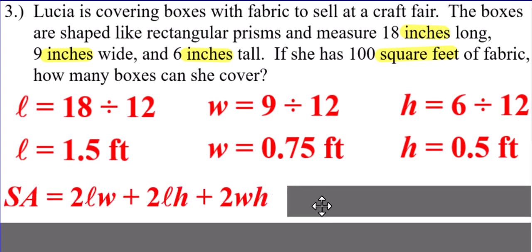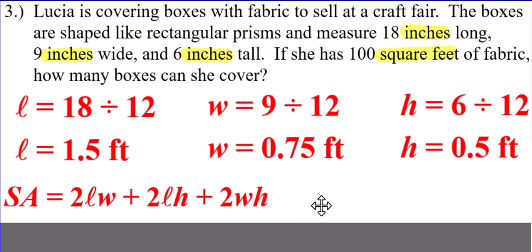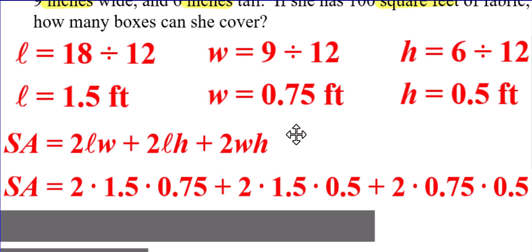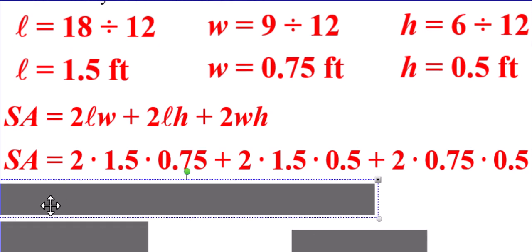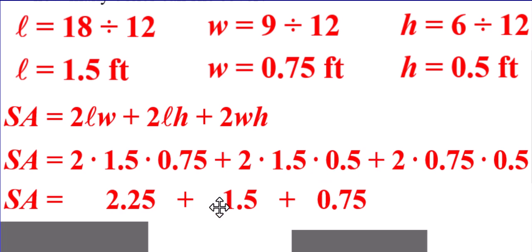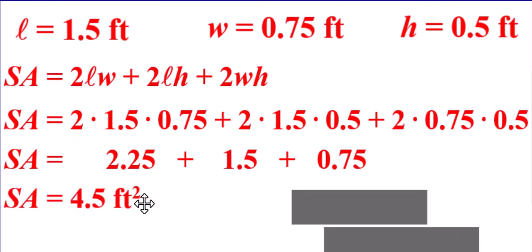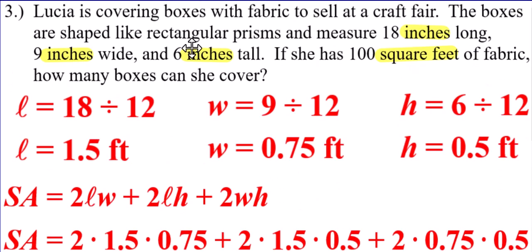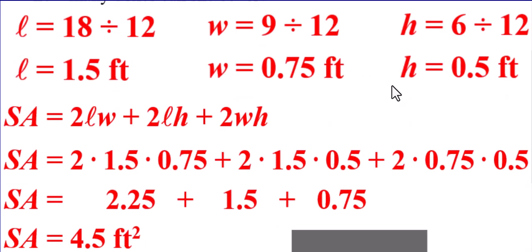Okay, now I can go ahead and use my surface area formula. Again, if you did not already fix your work, I hope you hit pause and you're fixing it before you continue in this video. Here's what your substitution should look like. That should give you this step of work if you do the multiplication parts before you add, giving you a total surface area of only 4.5 square feet for each box. We need to find how many boxes can she cover if she has 100 square feet of fabric.